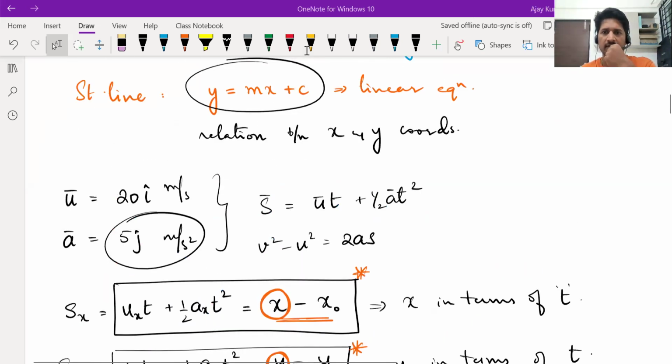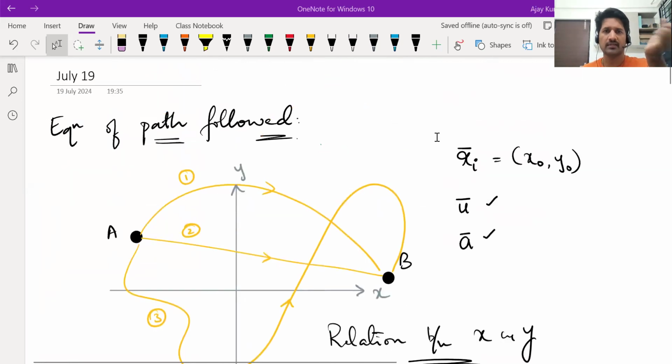Nitya, good evening. We are just going through what we discussed in the last class. I had taught them how to derive the equation of trajectory or equation of path followed, generally in 2 dimensions. Okay, sir.